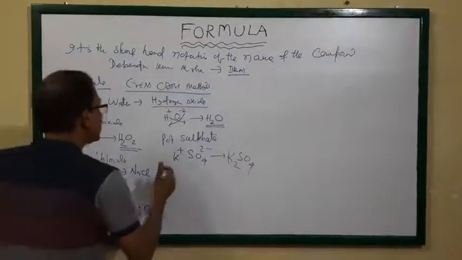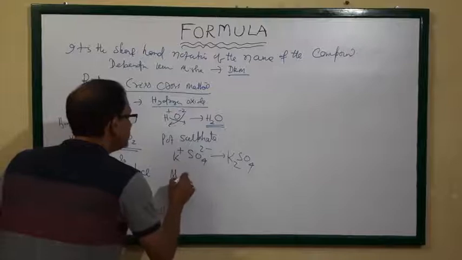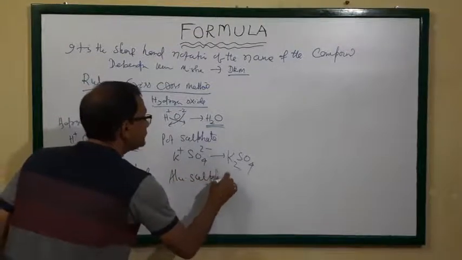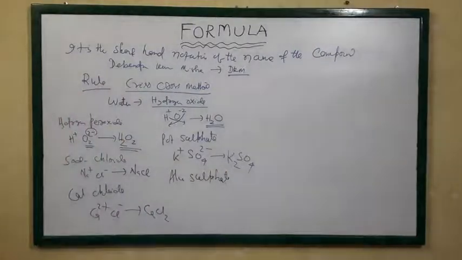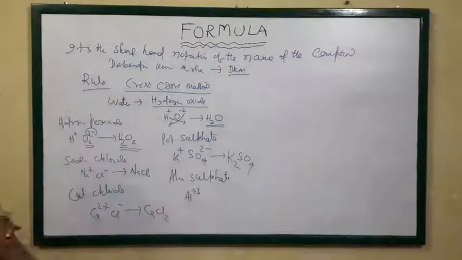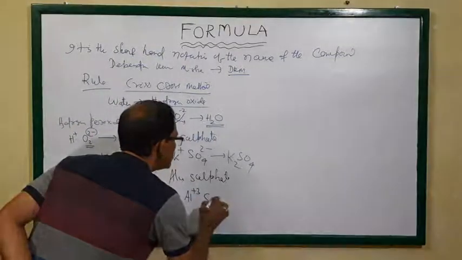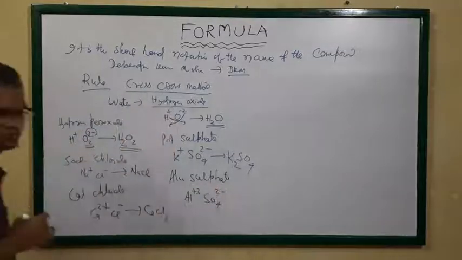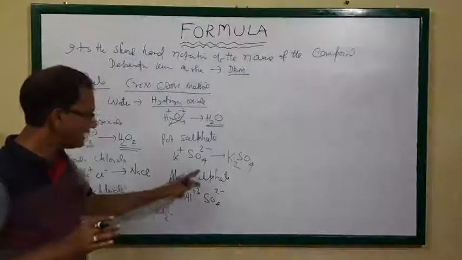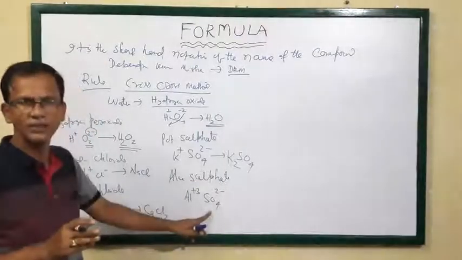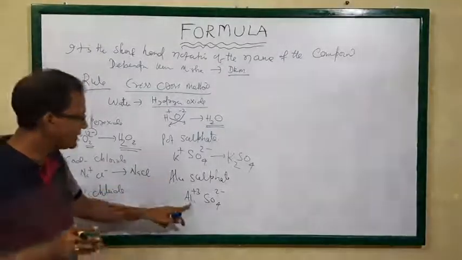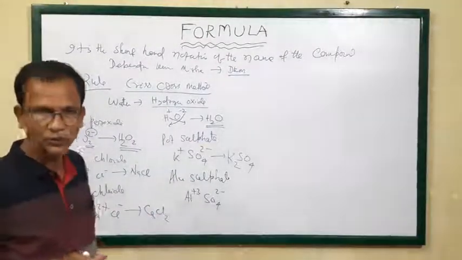Suppose aluminium sulfate. I have written the short form. Aluminium charge is Al3+. Sulfate is SO4 2−. So first you write the radicals. What is the chemical name? What are the radicals, the ions available in the compound? You have to write that first. Aluminium is Al3+, sulfate is SO4 2−.